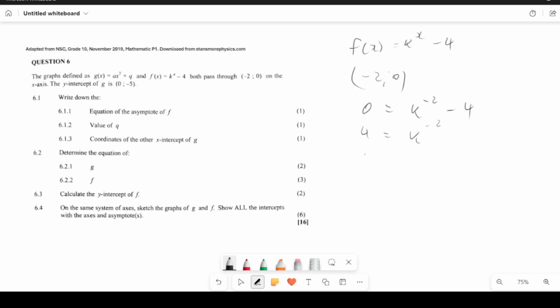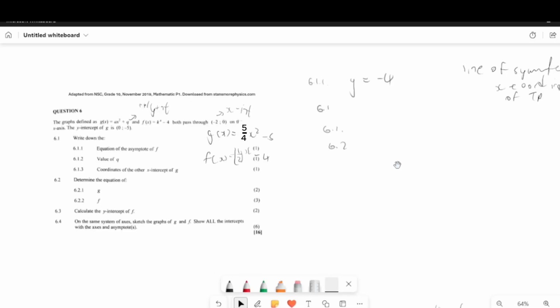Then I can say that 4 is equal to (1 over k) all squared. So find the square root of both sides. Be plus or minus 2 is equal to 1 over k. So therefore k is equal to plus or minus half. However, k has to be greater than 0. Therefore k is equal to half. Got it. Okay. Calculate the y-intercept of the f graph.